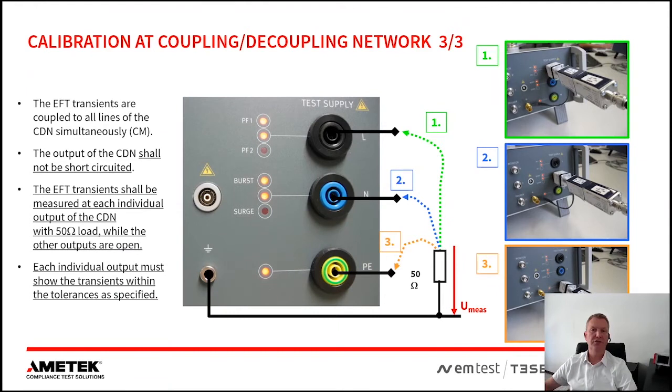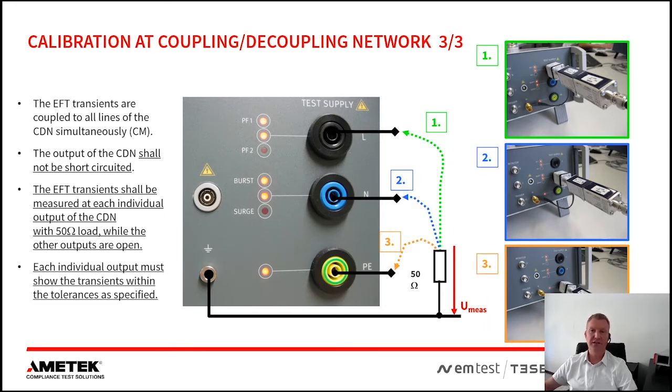I would like to show you the calibration of the coupled network with a one-phase coupled network as an example. As the LEDs are indicating, the coupled passes are active for L, N, as well as for PE. There is a special adapter available, but we need to connect the coaxial calibration resistor to the 4mm safety banana plug. Now the first step is to connect the calibration resistor, the 50 ohm one, to the L output.